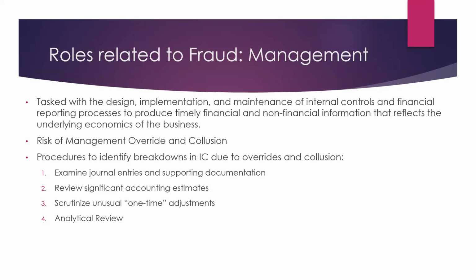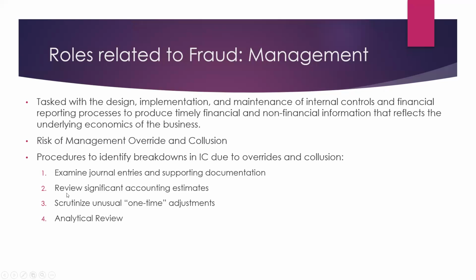So management is ultimately responsible for our internal controls over financial reporting. But we know that internal controls are not always perfect. So what happens when a senior manager intentionally overrides a control in order to commit fraud? Here we have various procedures on what we can do as auditors or fraud examiners in order to identify those breakdowns in internal controls due to overrides and collusion with management.